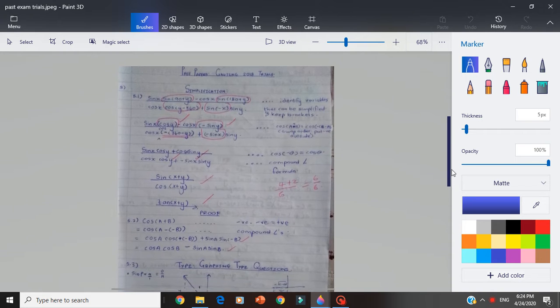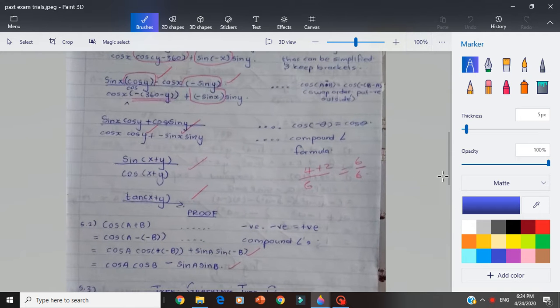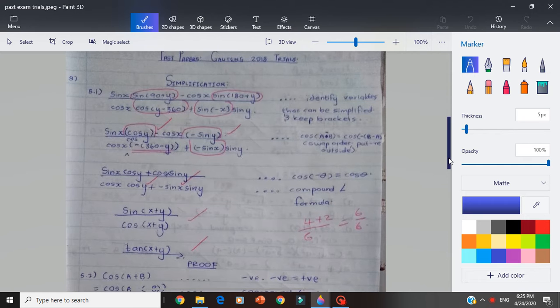Today we're going to be looking at some past papers for trigonometry. This is a series that's going to be running over the next couple of days. We'll be tackling some trial papers, some November papers, and any other papers that I have at my disposal. Okay, so with the first question we're going to look at, where students can score marks is at simplification.